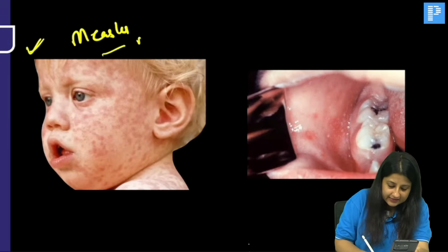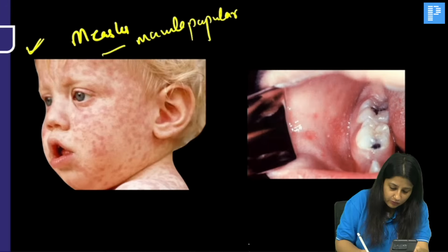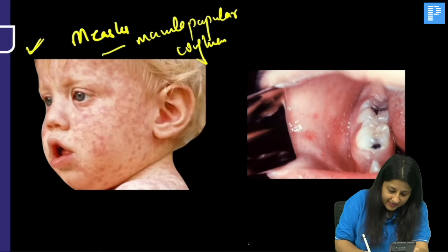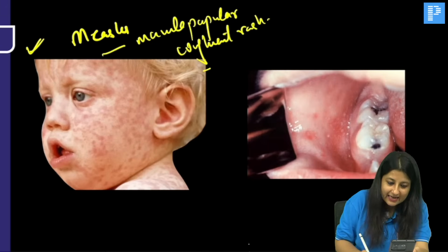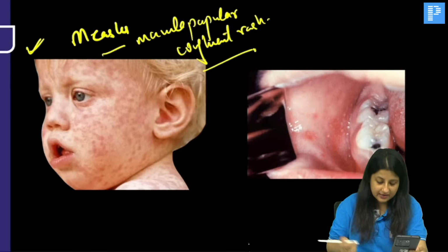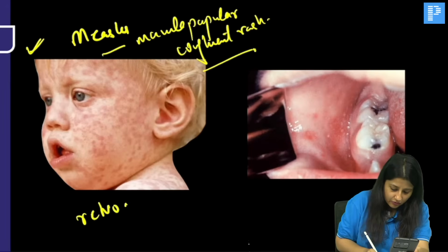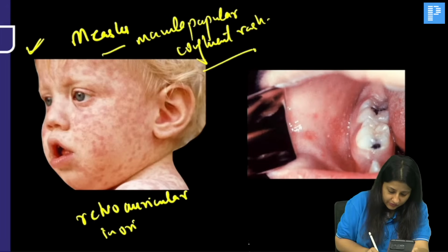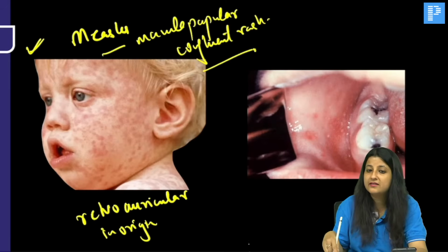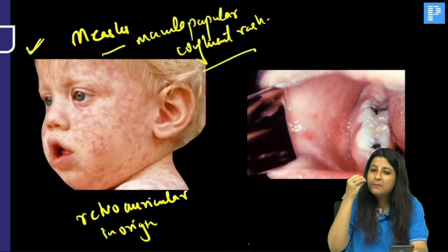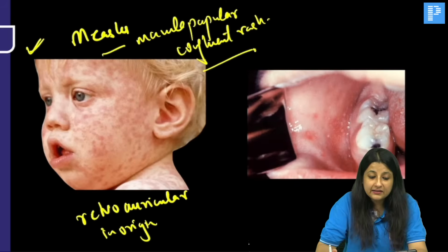Now this is a maculopapular confluent rash. The buzzword in exams would be: where does the measles rash start? Retroauricular in origin. It starts from behind the ear, and it's maculopapular confluent, very close to each other. Okay. Another question comes, guys.